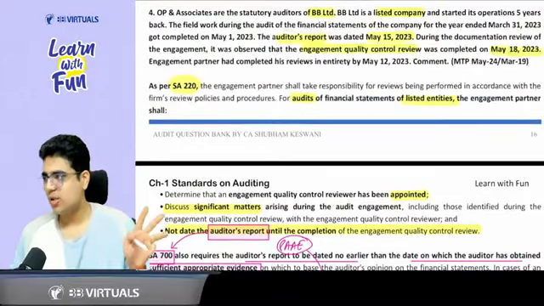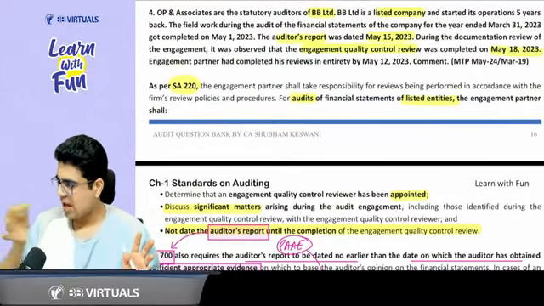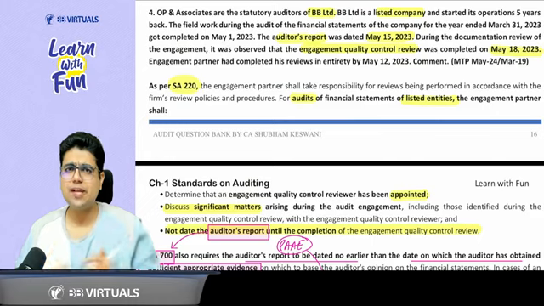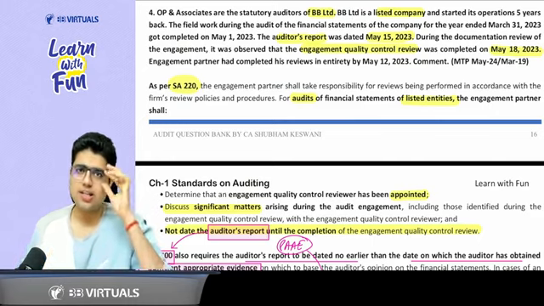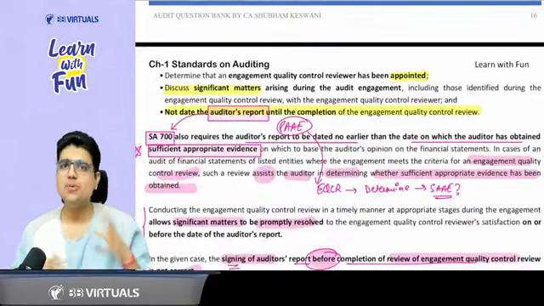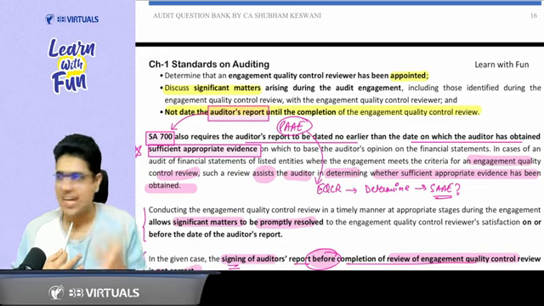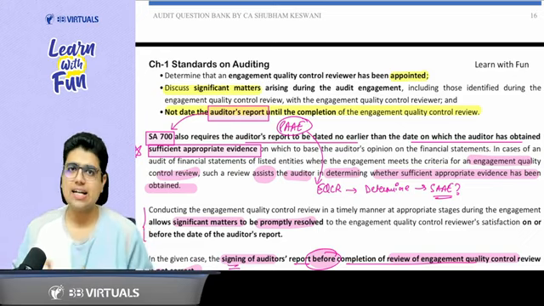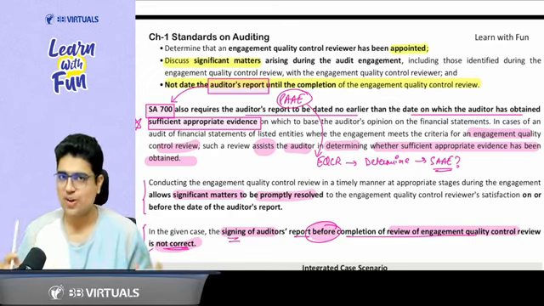So the first 3 points of the engagement partner: appoint the EQCR, discuss the significant matters, and don't date the report until the completion of EQCR. Then the reference of SA-700, that EQCR helps you to understand whether you got evidence or not, helps you to resolve significant matters, and lastly, whatever the engagement partner did was not right.